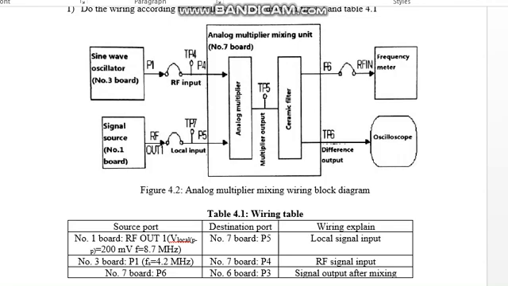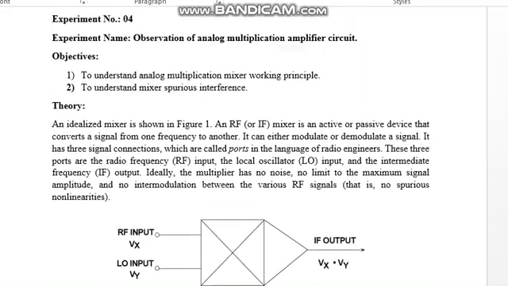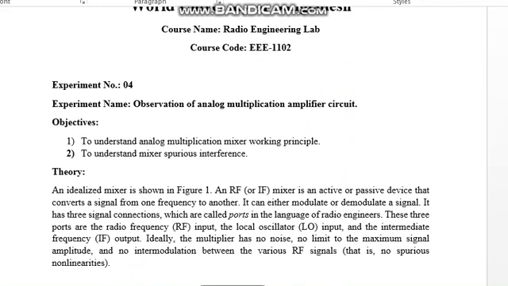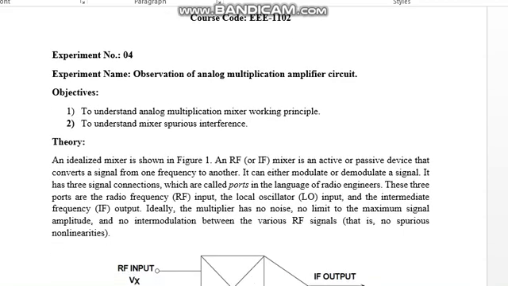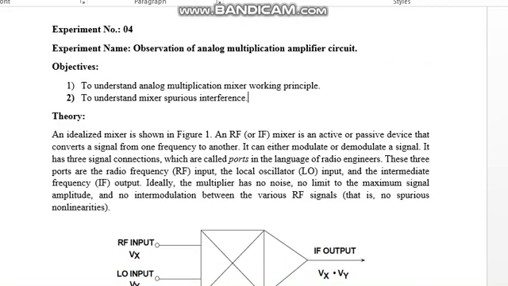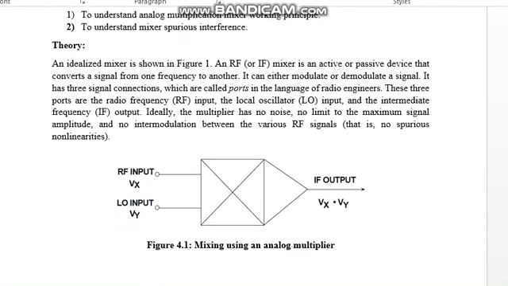Hello my dear students. Now we will do experiment number 4 in the radio engineering lab. In this experiment we have to observe the analog multiplication amplifier circuit, understand the analog multiplication mixer working principle and the mixer spurious interference. Now you can see the basic block diagram of a mixer.